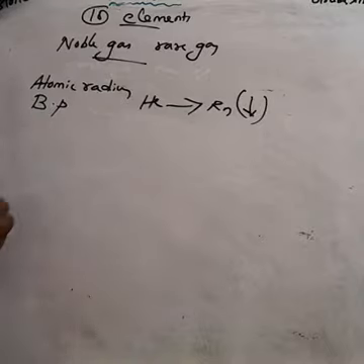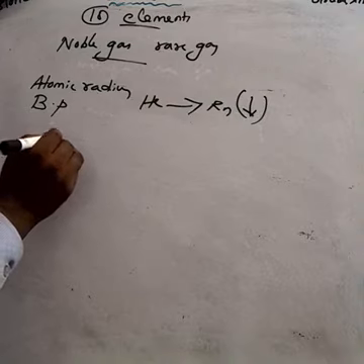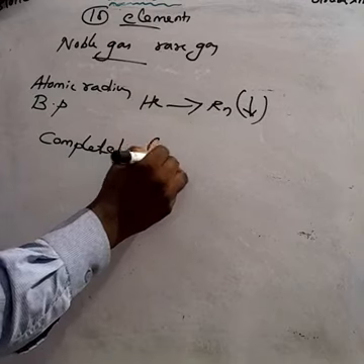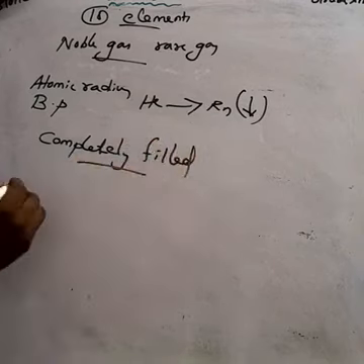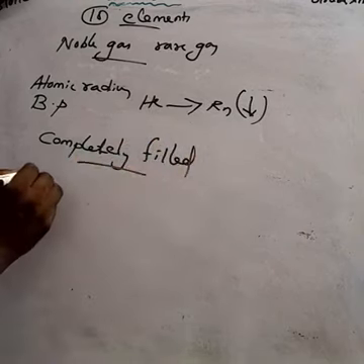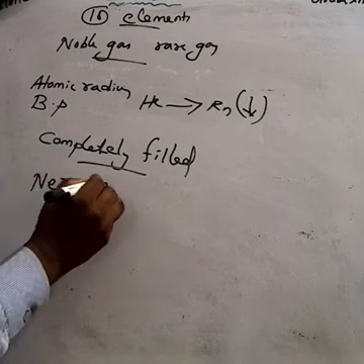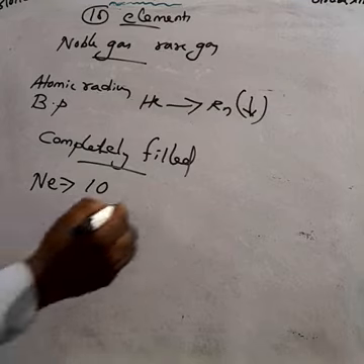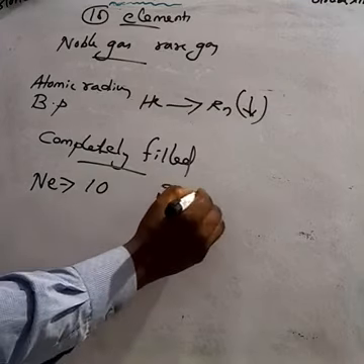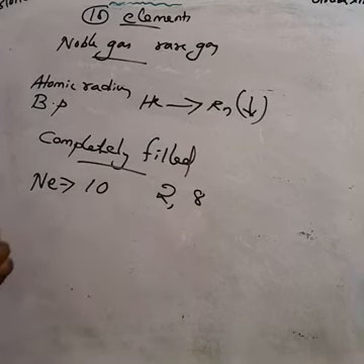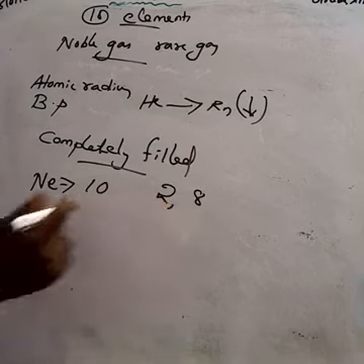What's the reason? Because they are completely filled in the outer orbital or outermost shell. For example, I am taking neon. What is the atomic number of neon? The atomic number of neon is 10. In the first shell we can accommodate 2 electrons. In the second shell we can accommodate 8 electrons. So the outermost shell with 8 electrons is completely filled.